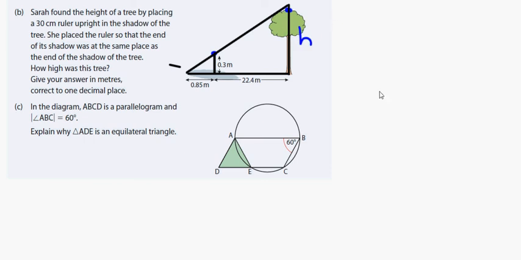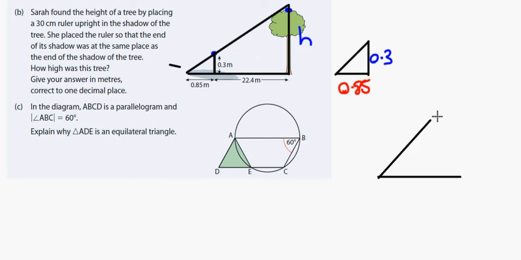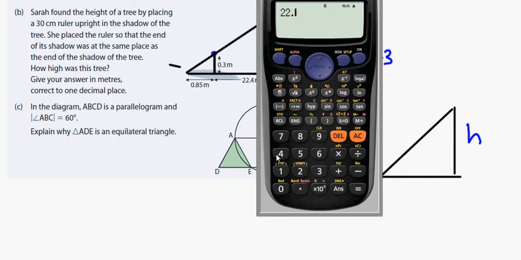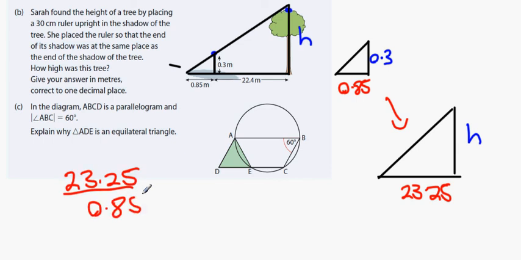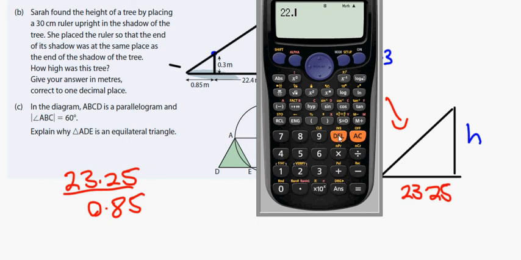Okay. So what we're going to do is first we're going to draw the small triangle. Small triangle is 0.3 and 0.85. The bigger triangle, which is representing the height of the tree, h is in blue because it corresponds to the 0.3, and the two of these together, 22.4 plus 0.85, gives me 23.25. So the red one is 23.25. It's obvious to see that this is the larger triangle. So we're going to see by how much. Divide 23.25 divided by 0.85.